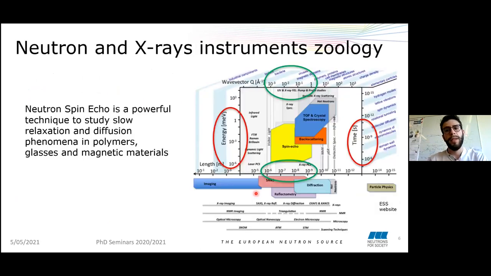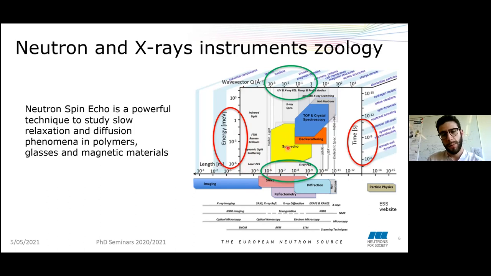Now entering the instrument zoology, we know that with the spectroscopy instruments, we can study multiple physics cases, and there are many interests. We are focusing here on the spin echo, and in this plot, we plot the energy as a function of the length, so the energy or the time, and the wavelength or the length.